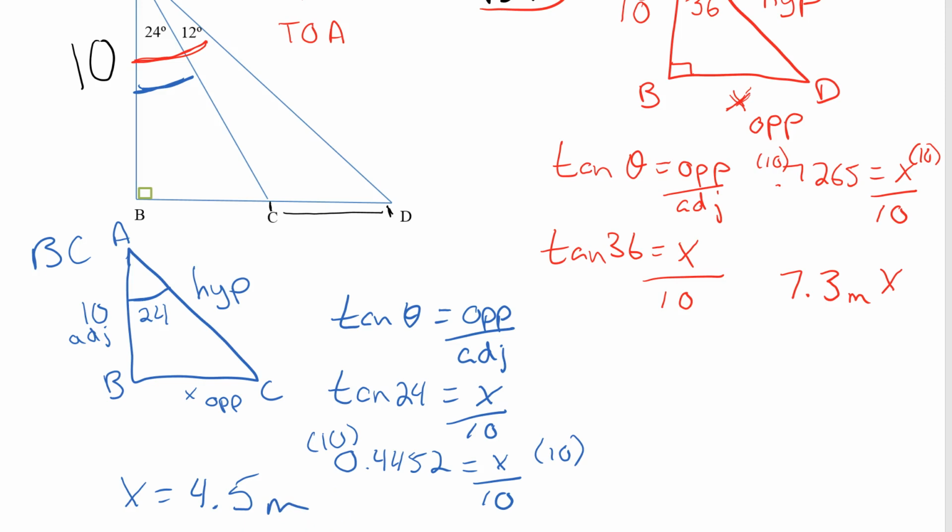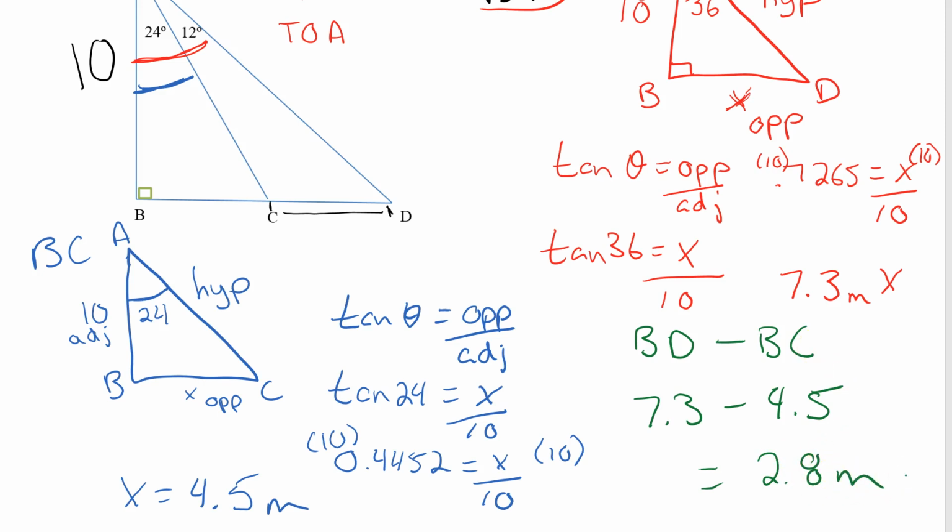So my final answer, I had to take BD, and I'm going to minus BC. BD was 7.3, BC was 4.5, so 7.3 minus 4.5 will give me 2.8, and the unit is in meters. So here we had two triangles that were overlapped on one another. We looked at what we were asked, we looked at what we were given, we used trigonometry twice to get my answer.